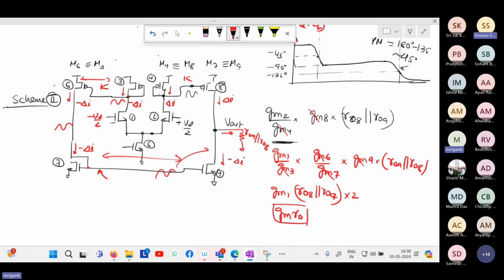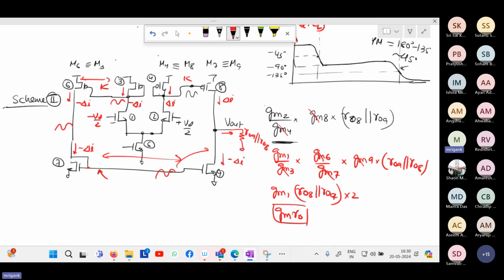If we increase the length of 8 and 9, then the mirroring between 4 and 8 will not be proper, right? Because the W by L ratio between 4 and 8 will change. Then we will not get this gain. Basically, if you reduce the DC current in M8 by the factor of K, you are reducing the bias current in M8, and therefore the RO is increasing. But the current mirroring from 4 to 8, the small signal current mirroring, will also be reduced by the same factor. Therefore, you will not get any benefit.